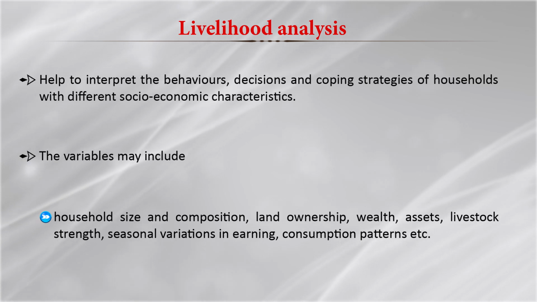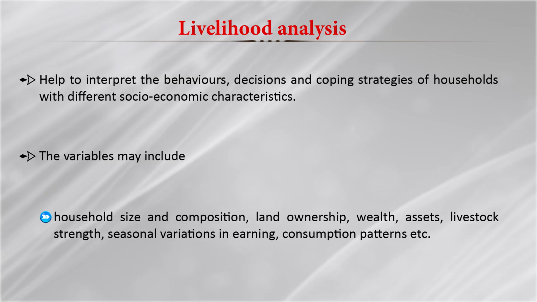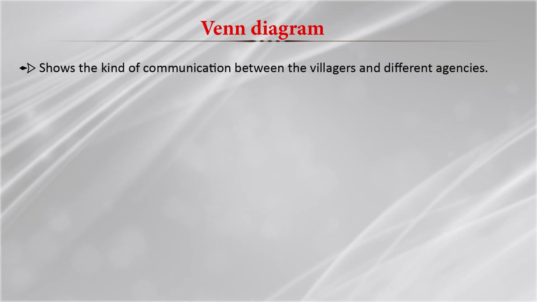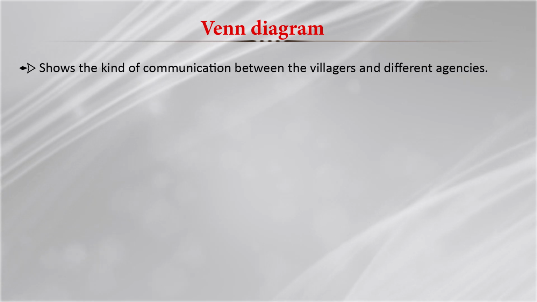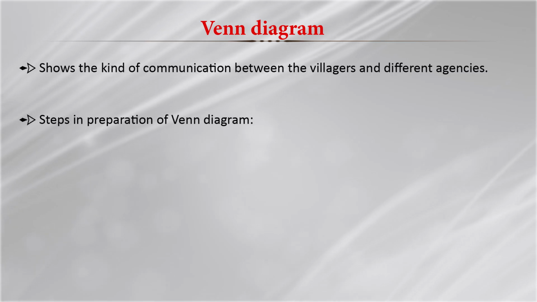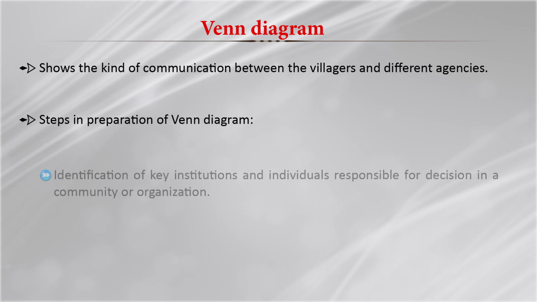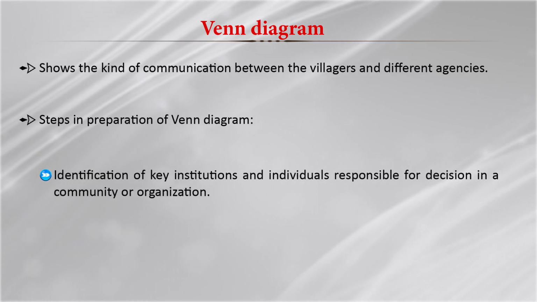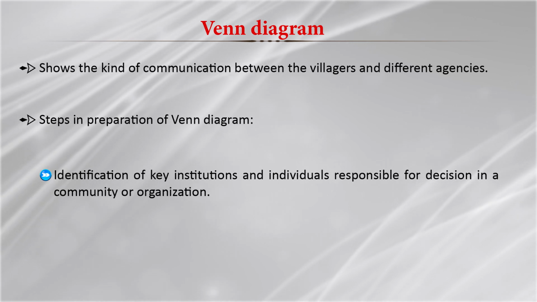All these parameters are prepared and the information is collected while preparing the livelihood analysis. And then we have to prepare the Venn diagram, and basically it shows the kinds of communication between the villagers and the different agencies. There are different steps involved in the preparation of the Venn diagram. Basically we have to identify the institutions or individuals responsible for the decision in the community or organization.